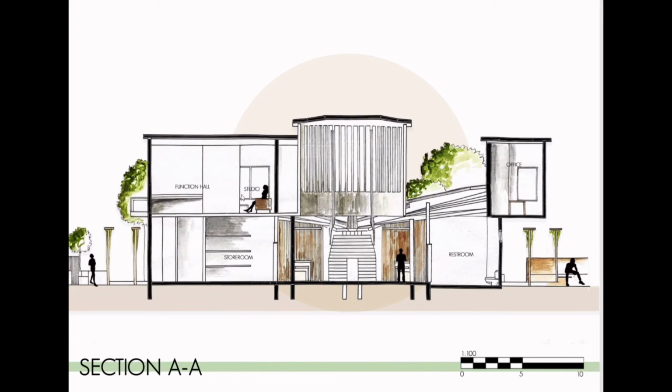And this is section AA. This is the function hall. This is studio, and this is store for dried goods. You can see these are the stalls, and this is the restroom, and this is the management office.